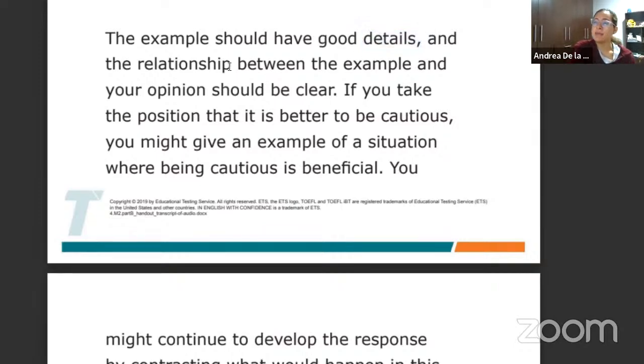And they say that the relationship between the example and your opinion should be clear. So if you're saying that you shouldn't be taking risks because it's dangerous, then you have to say that, well, I took a risk and it was dangerous, right? It has to be clear.